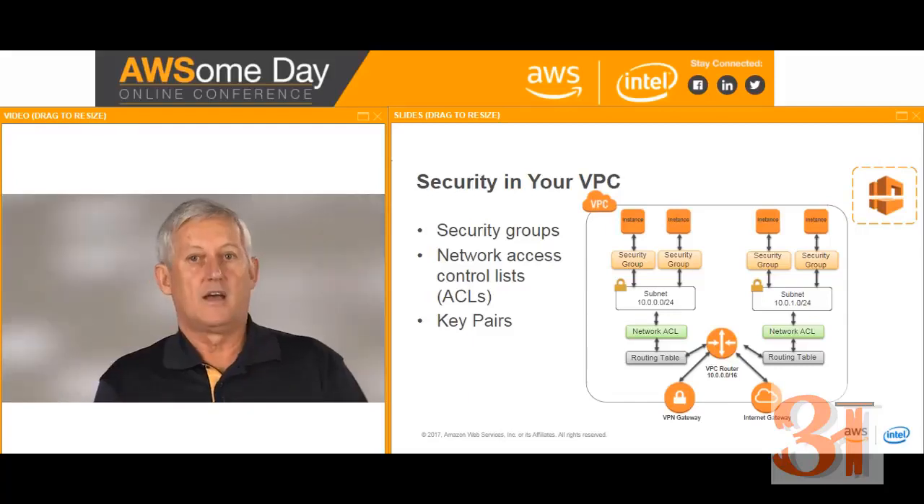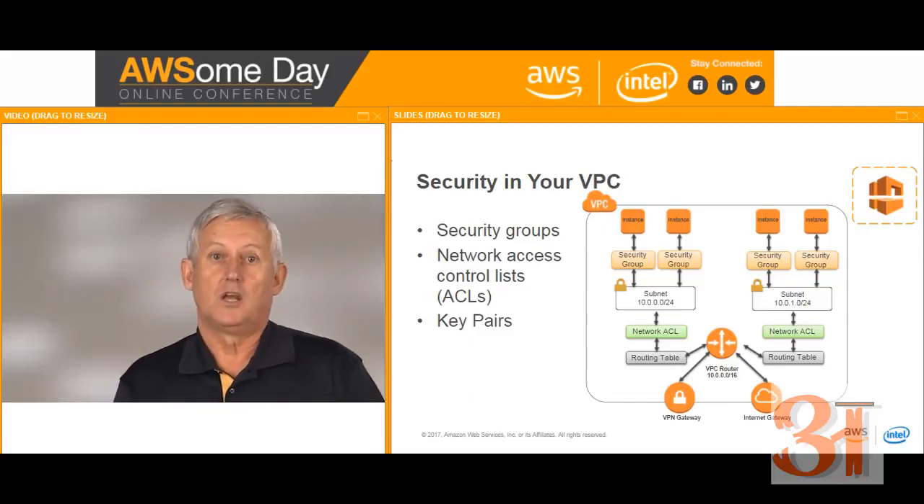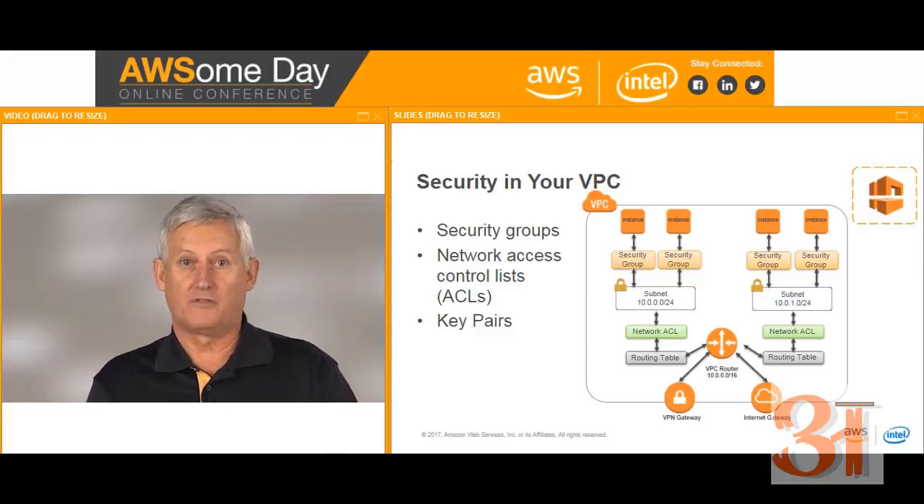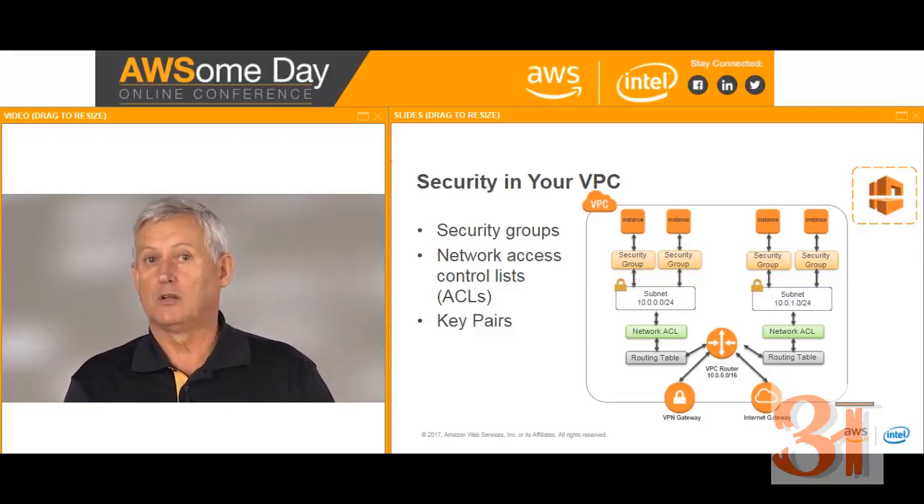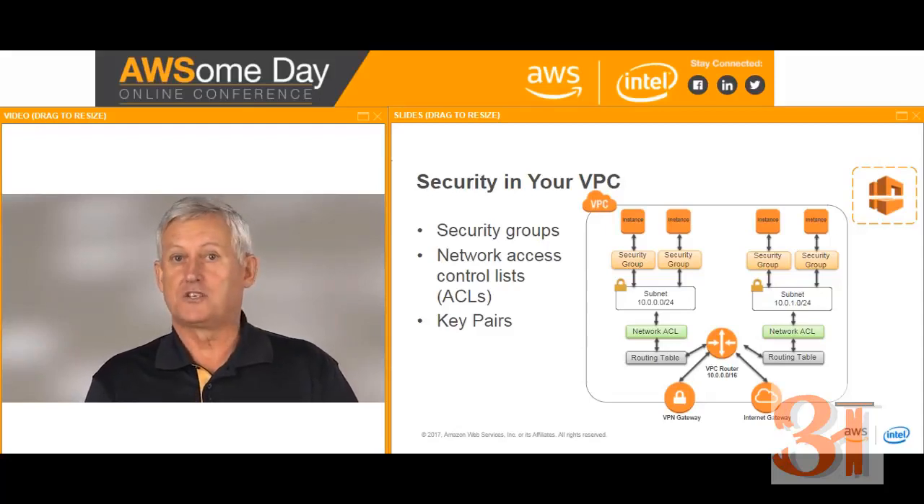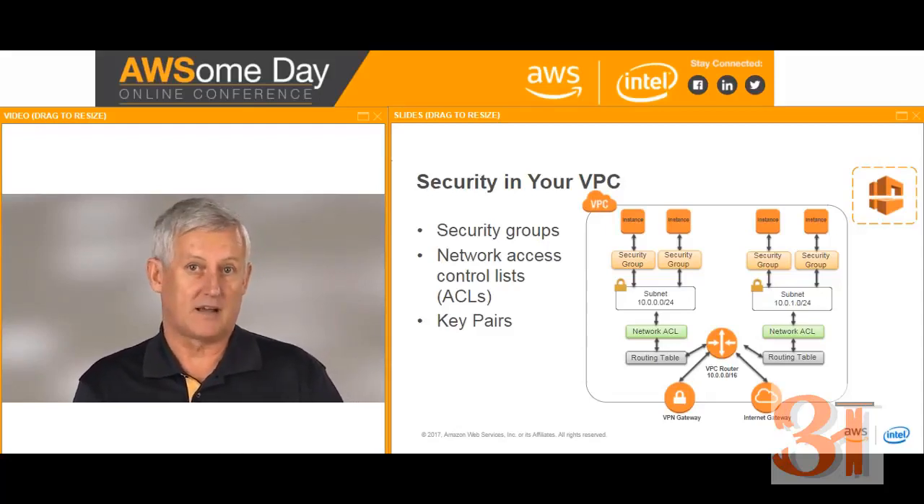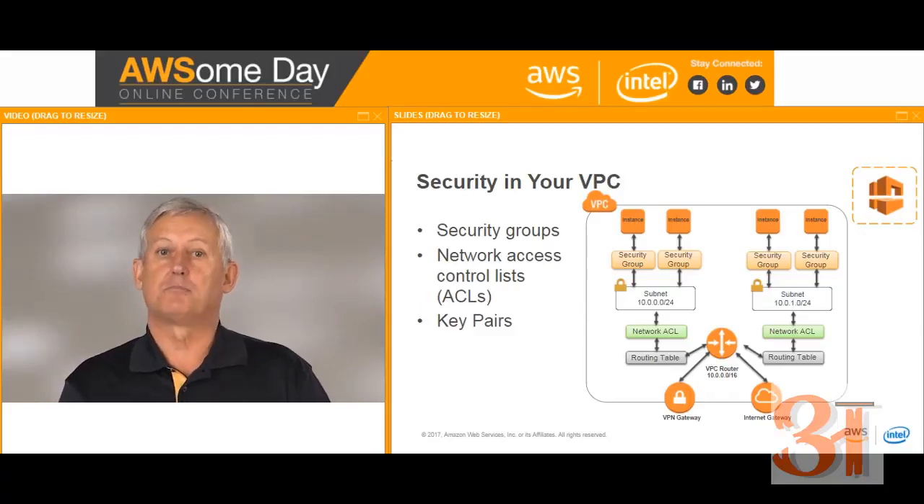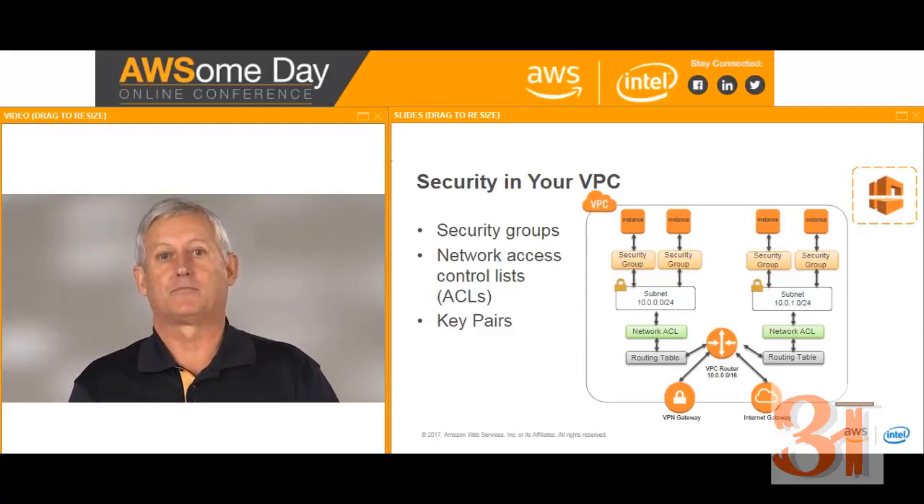Amazon EC2 uses public key cryptography to encrypt and decrypt login information. Public key cryptography uses a public key to encrypt a piece of data, and the recipient uses the private key to decrypt the data. The private and public keys are known as a key pair.